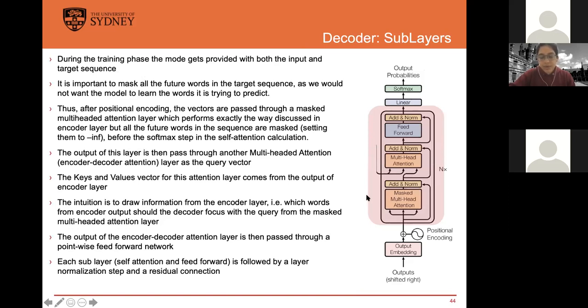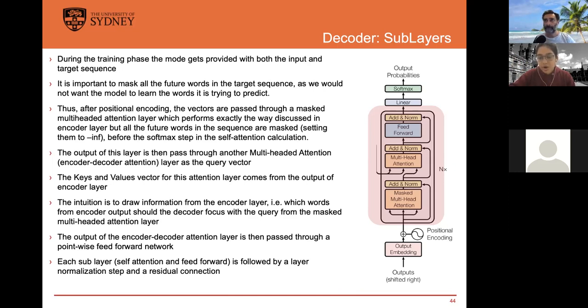So we have already discussed what the multi-head attention layer does, but here in the first sublayer, it says masked multi-head attention. We need to keep in mind that during the training phase, the model gets both the input and target sequence, right? So it's important that we mask the future words so that, while predicting, the model doesn't see the word it is predicting. So that's why after the positional encoding, the vector is passed through a masked multi-headed attention layer.